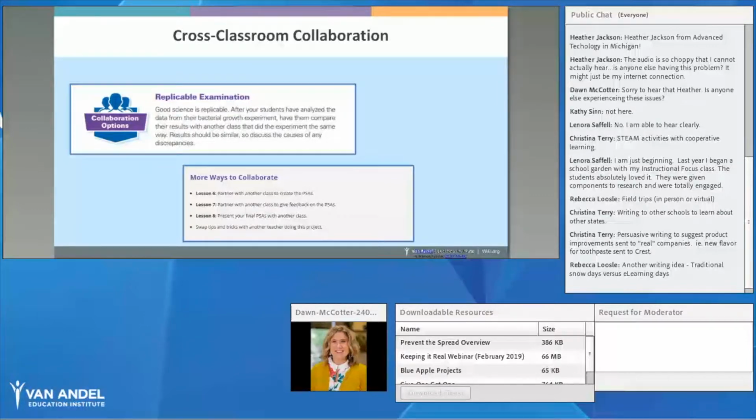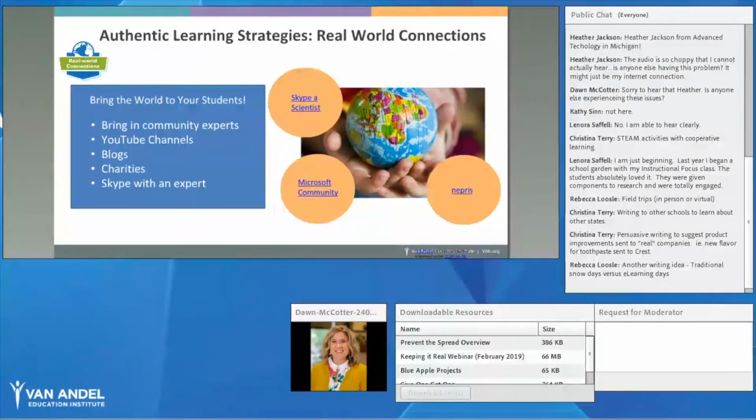Other ways to collaborate in this lesson: we suggested partnering up with another class to create the public service announcement, or to partner with another class to get feedback on the public service announcement. And maybe it's as simple as swapping tips and tricks with another teacher who's doing the same project you are, whether it's this particular project like Prevent the Spread or another project you've decided to try in your class.